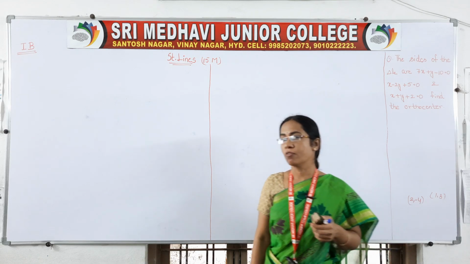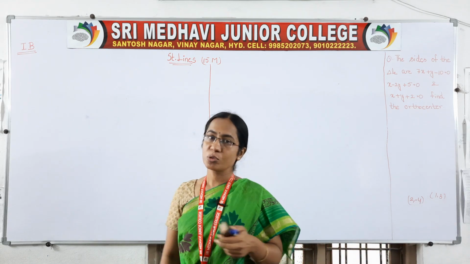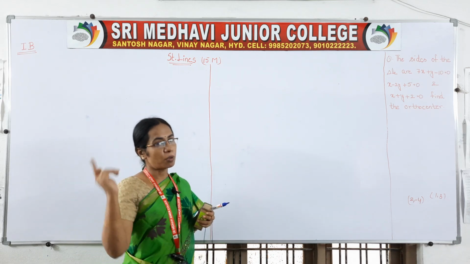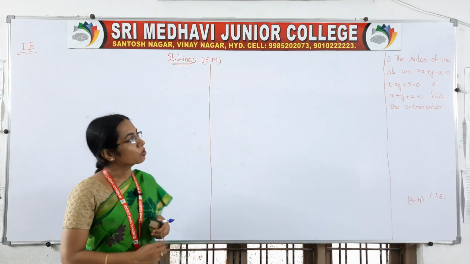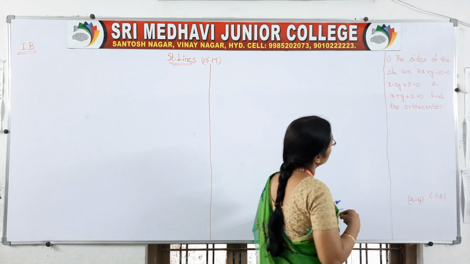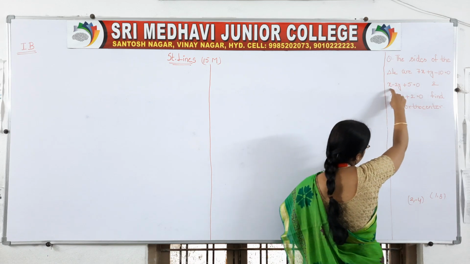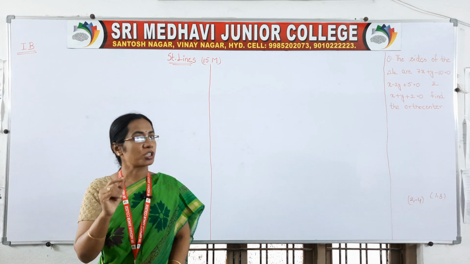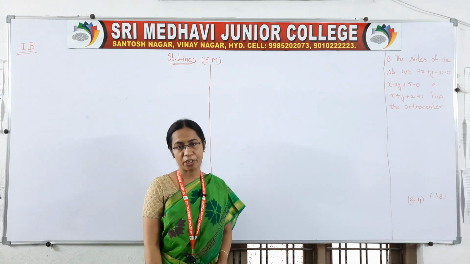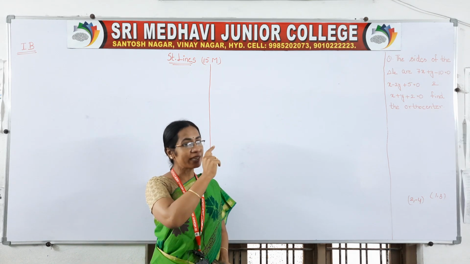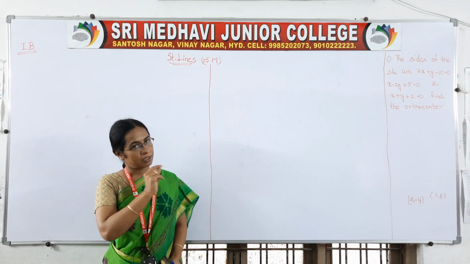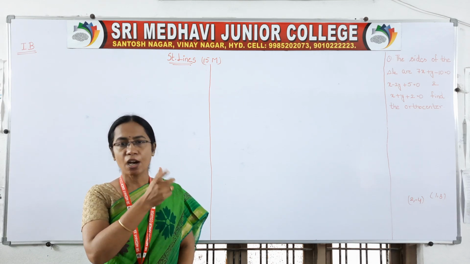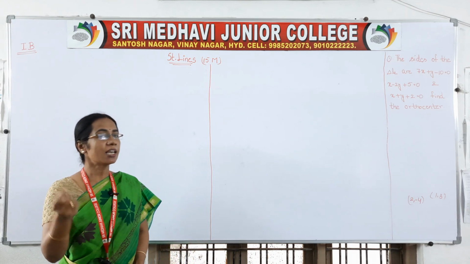So now we will solve one more problem based on the orthocenter, but there is one main difference between your previous problem and this problem. So come to the problem. The sides of the triangle are given to you. Find the orthocenter. In the previous question, the vertices of the triangle were given to you. Now you got the sides of the triangle. But the task is the same, we have to find the orthocenter.